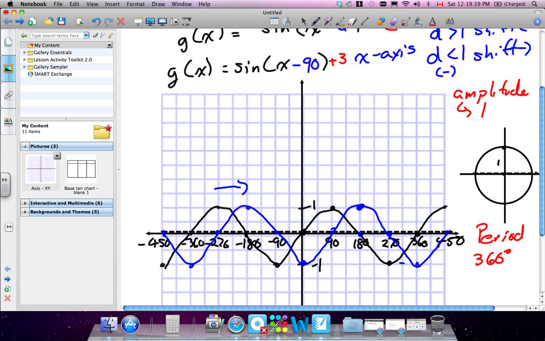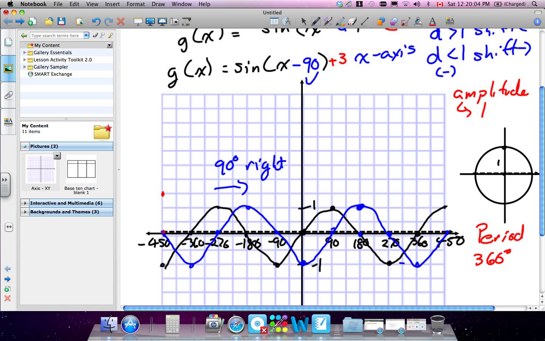So our first shift ends up having a graph like this. I'm going to add some extra dots. That's the idea. The entire graph, if you notice, has shifted 90 degrees to the right. Okay? So we've shifted the whole wave 90 degrees to the right. So that's our first one.